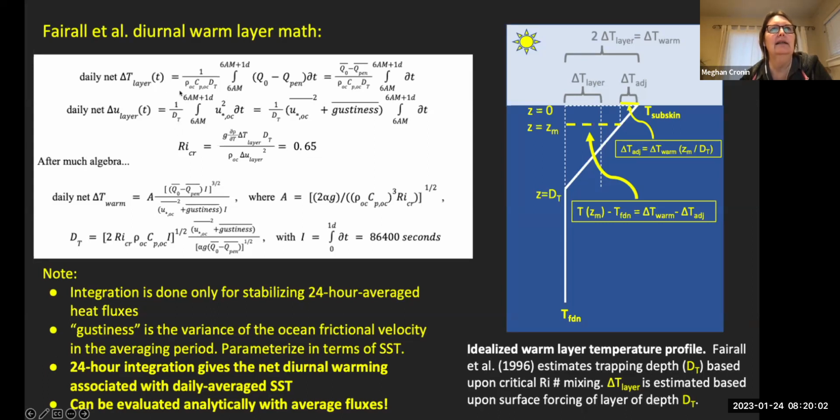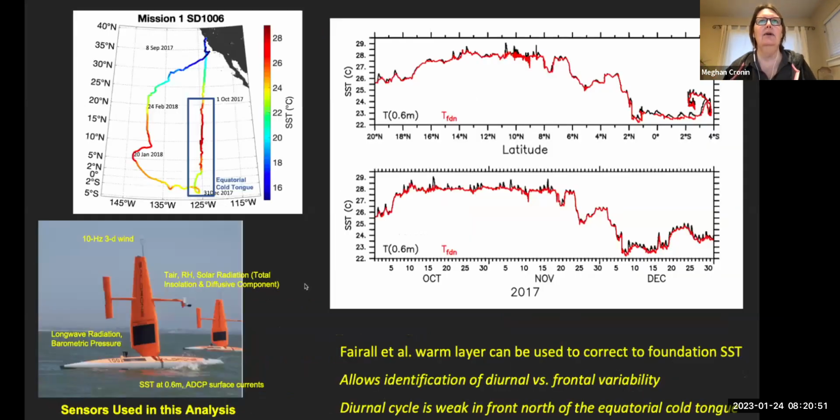And so you plug that in and it's very messy, and you get out this equation for the daily net delta T that is all just dependent upon the integrated fluxes and some gustiness. A couple notes: you only do this when it's a stabilizing 24-hour heat flux. If it's destabilizing, then you're not going to get a warm layer, so you don't do this. Gustiness is the variance of the friction. 24 hours gives you the net diurnal warming associated with the daily. And this can be evaluated analytically.